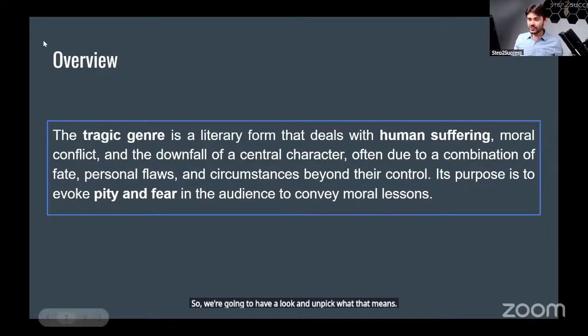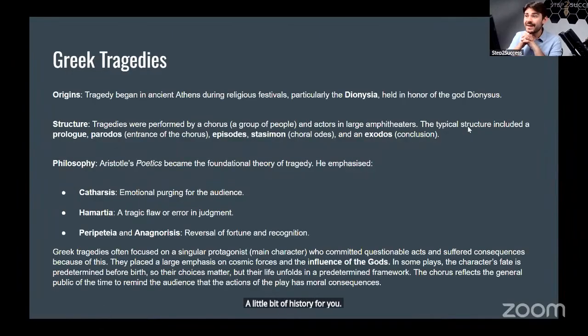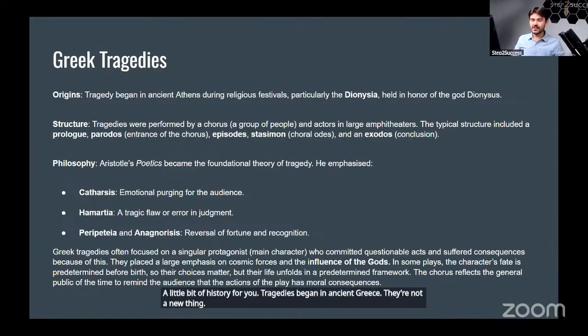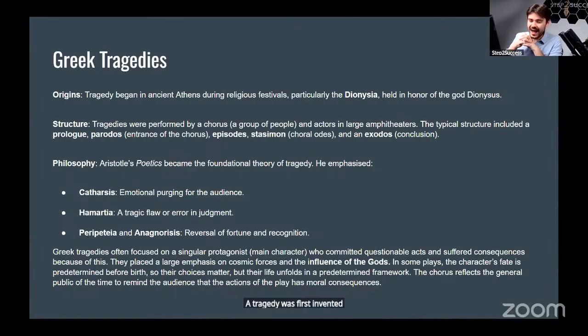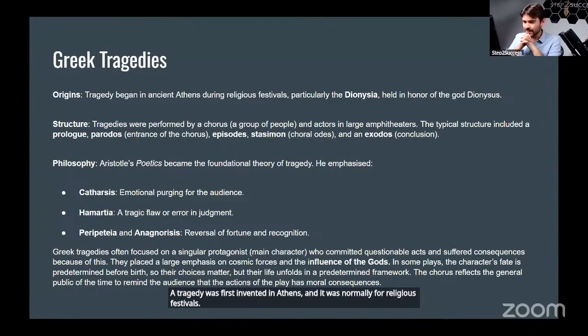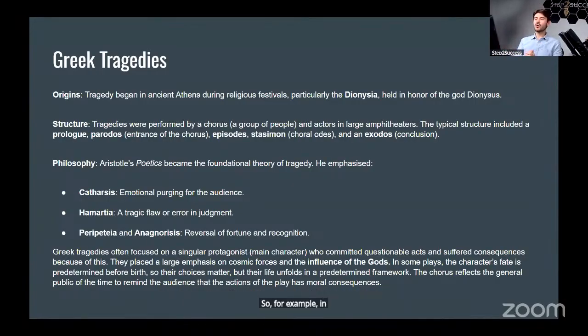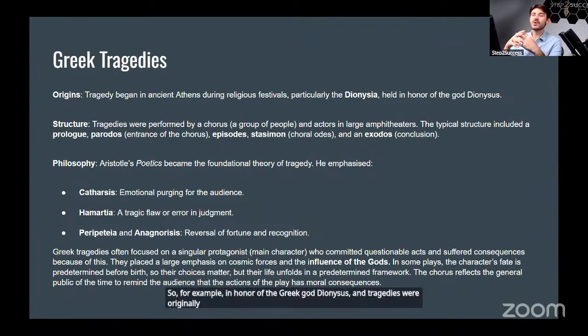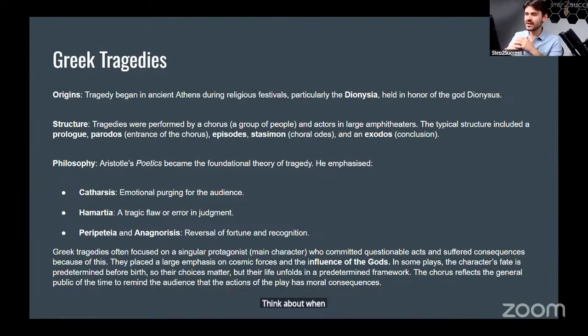A little bit of history for you. Tragedies began in ancient Greece. They're not a new thing. A tragedy was first invented in Athens, and it was normally for religious festivals. So, for example, in honor of the Greek god Dionysus, and tragedies were originally performed with a chorus. And all that means is there was a big group of people. Think about when you go see a play at the theatre, you get background characters.